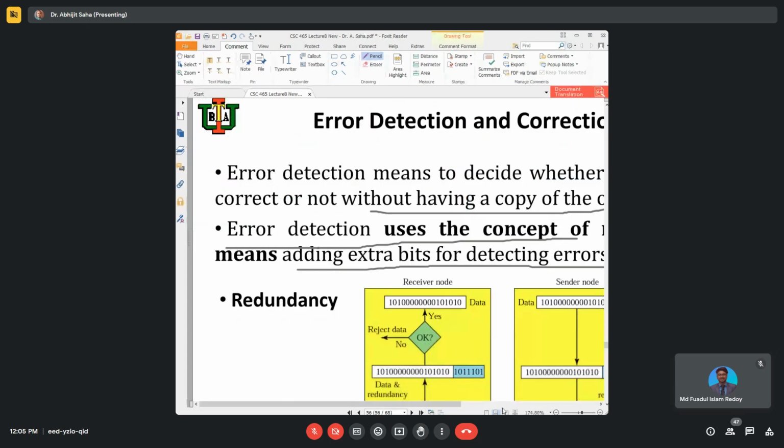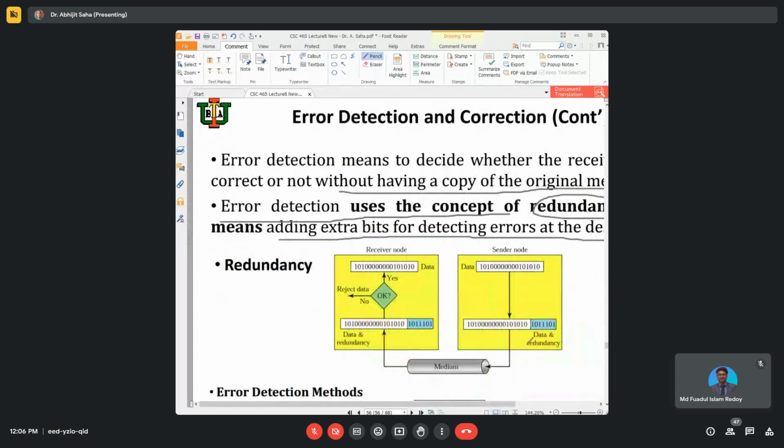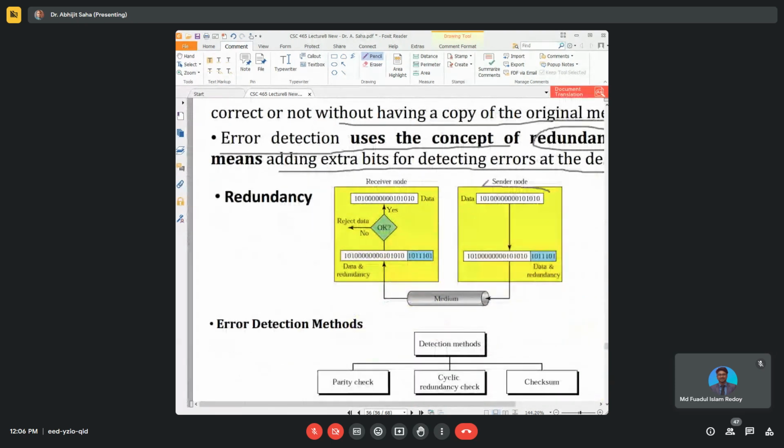So what happens is, in the case of the sender node, say that you have the data. With the data on the sender side, it is going to add some redundancy bits. There are different techniques for how the redundancy bits are added here. So this is an example. The redundancy bits are added with the data on the sender side, and then it is sent. When it is received, it is going to be checked whether the bits are correct or not.